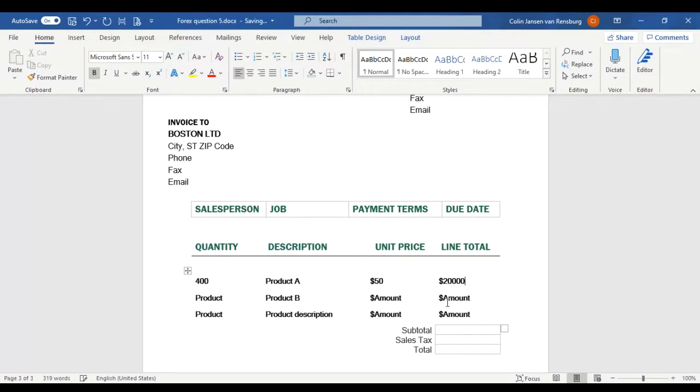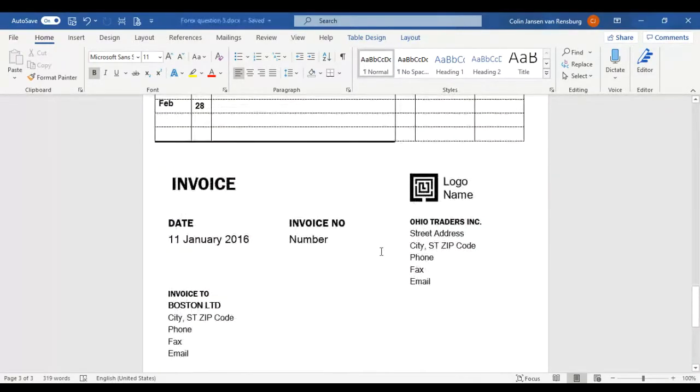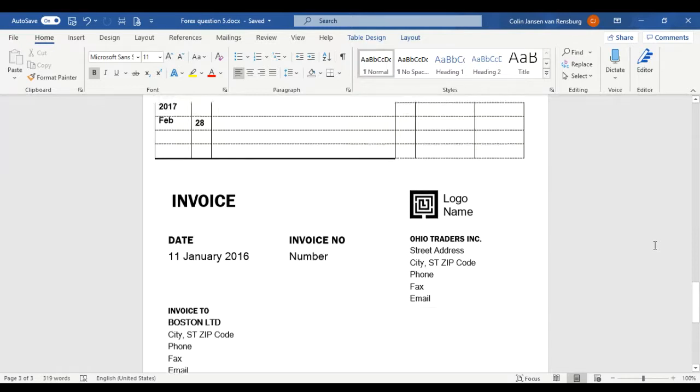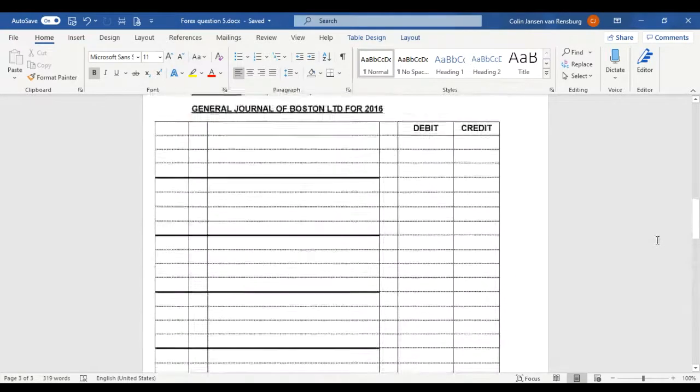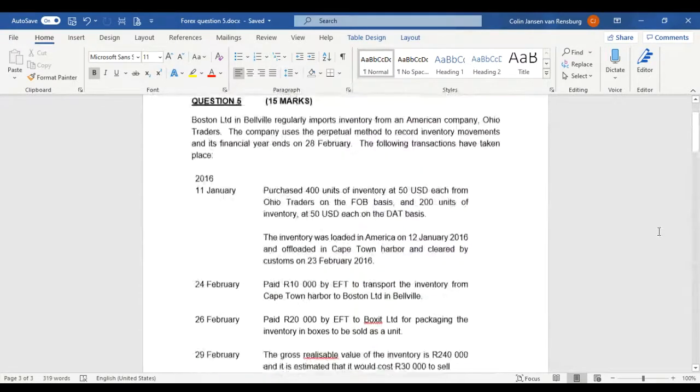20,000. What's the $20,000? So let's go and have a look, and we see that they are invoicing us on the 11th of January 2016. That is the invoice date, but that is not necessarily our transaction date in terms of international trade.